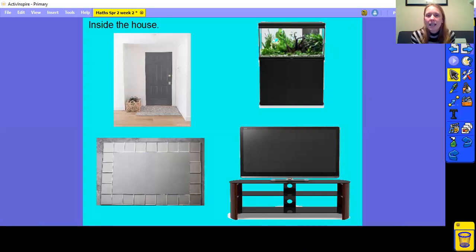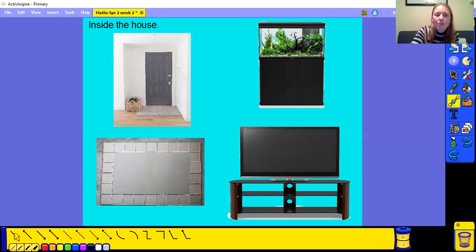Here are some rectangles that I found inside the house. Have a look and see if you can spot them. Pause the video while you do that. Okay, now that you've had a go, let's spot the rectangles together. So remember, our rectangles have 2 long sides, 2 short sides, and they have 4 corners.